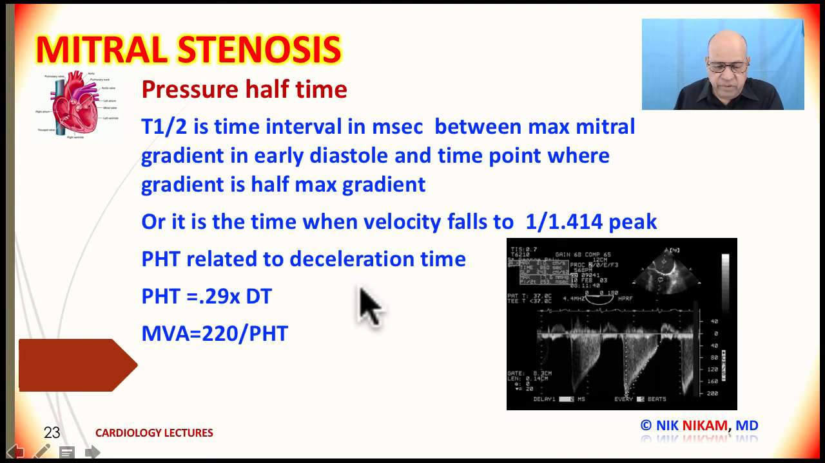Here's an example, just again looking at pressure half time. Draw a line at which point the velocity falls to 1 over 1.414 from the peak, and from there you calculate the time, and that time is used to calculate the mitral valve area.